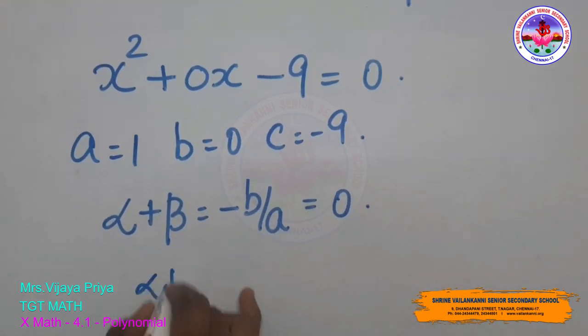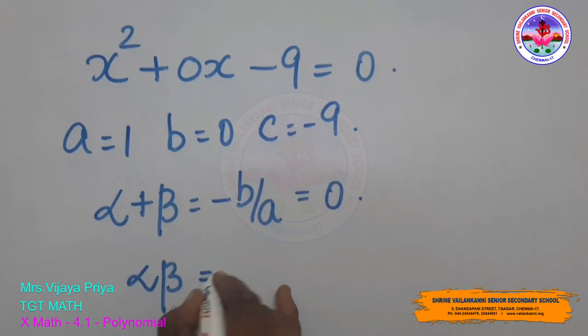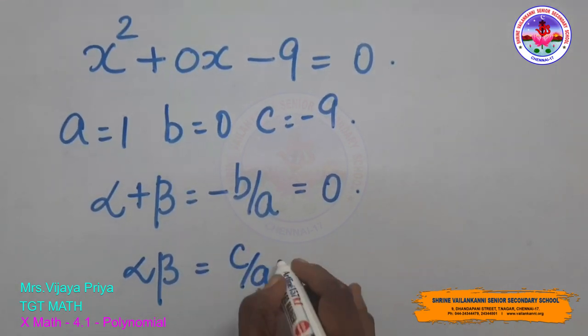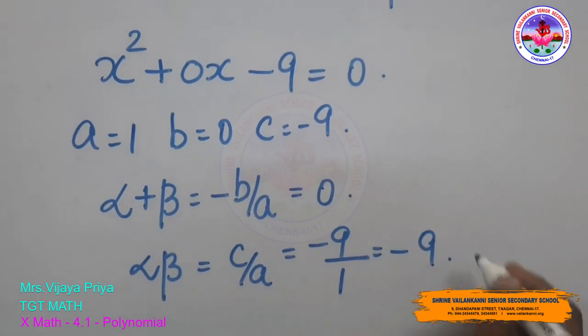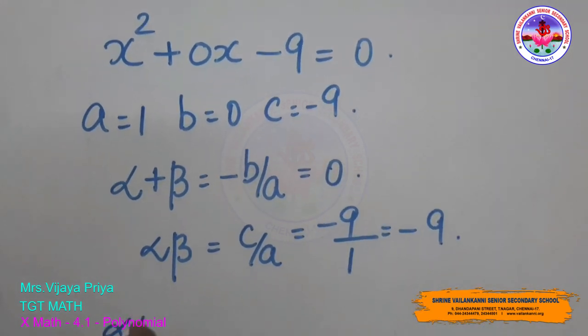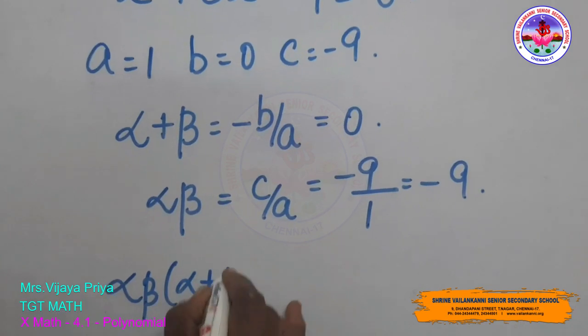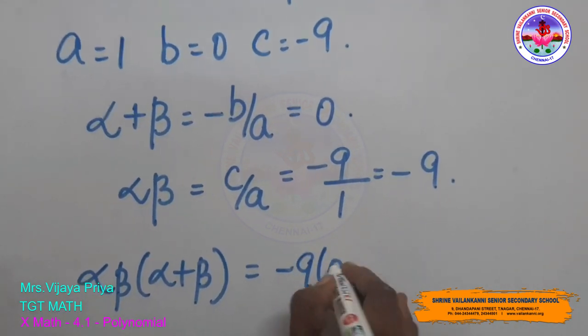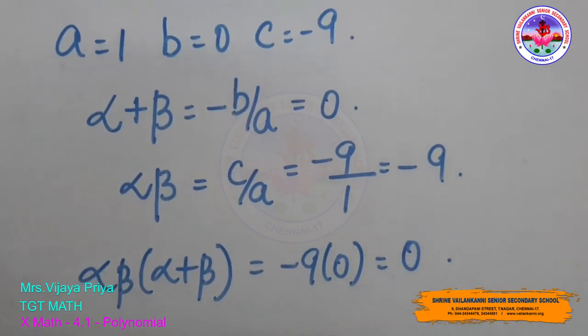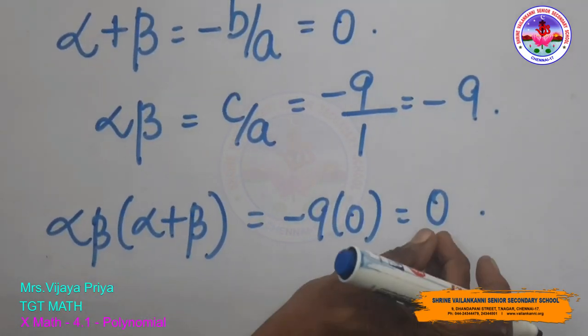And I want to find the product of alpha beta, which we have related to c by a. C by a is minus 9 divided by 1, which is equal to minus 9. I want to find the value of alpha beta into alpha plus beta, which is equal to minus 9 into 0, which is equal to 0. Hence I got this value as 0.